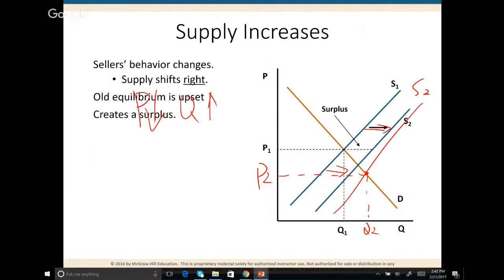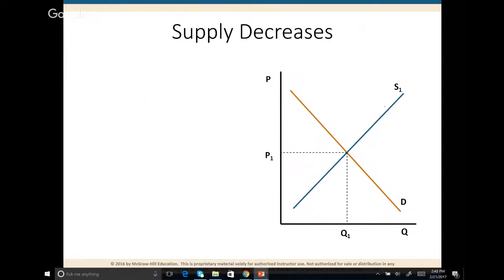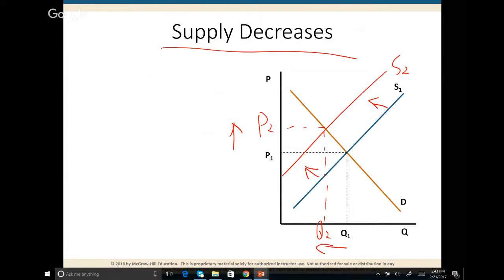And the last one, if your supply is decreasing, so shifting to the left, that's a decrease. That's S2. All right, so which means that price is going up, quantity is going down. Okay, so make sure of this. So when supply decreases, price goes up, quantity goes down.